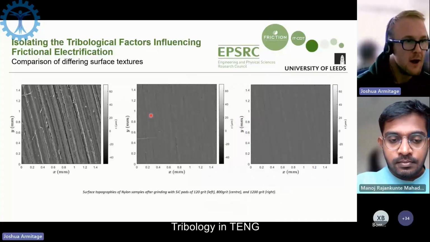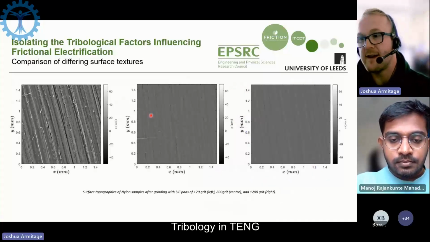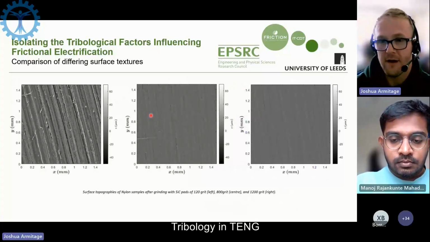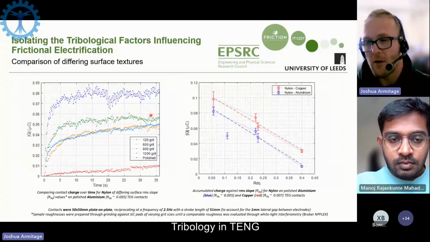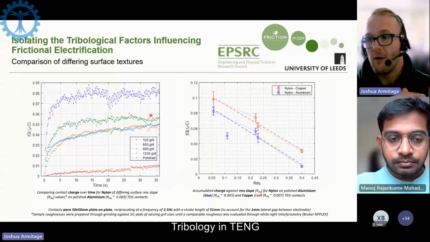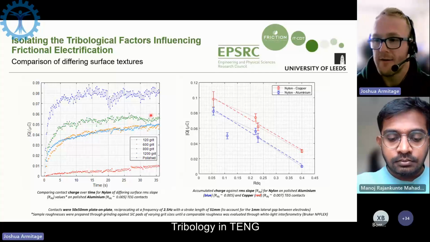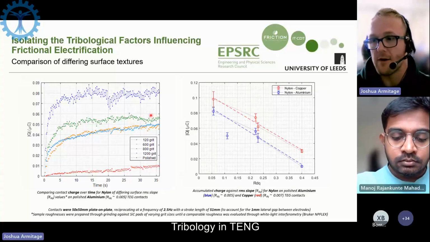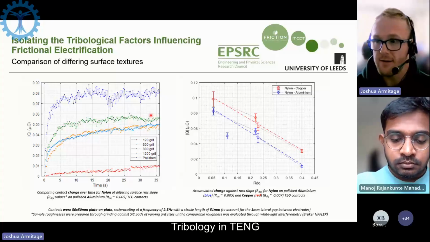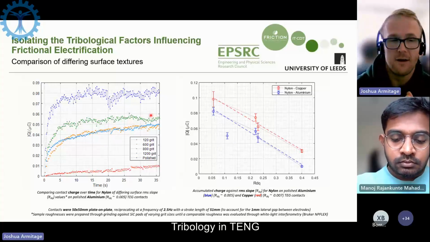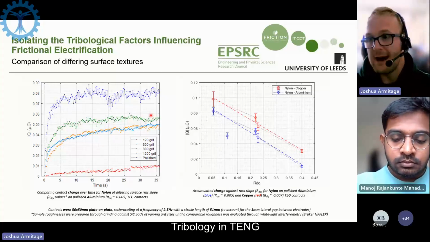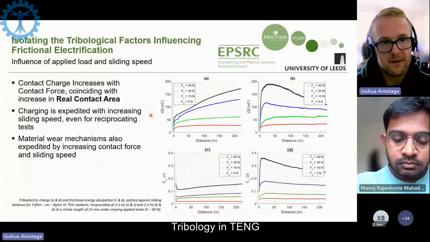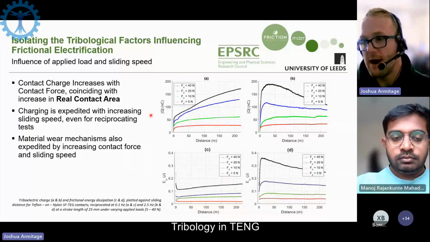And carrying on, we've investigated the texture of the contacts and how that correlates to charge. We have found that the more conformal surfaces are, the more likely we are to get more charge within that contact. So it's directly correlating to the real area of contact within that sliding block on plate motion, as well as we look into the applied load and the sliding speed.